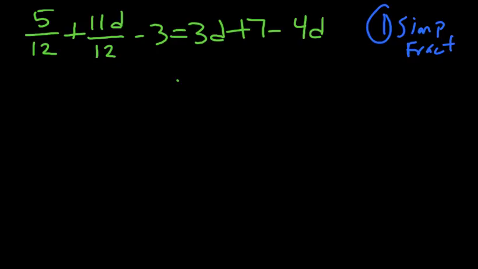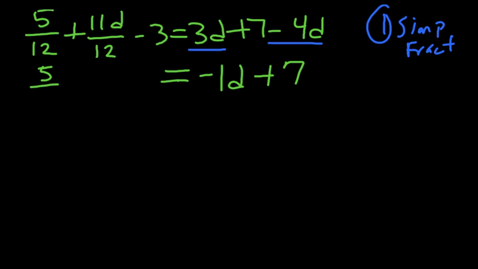Because I'm looking right here and I'm going, wait, 3D minus 4D, I could simplify that side. Remember, when you're simplifying, you're only looking at one side of the problem at a time. So 3D minus 4D, well, that's negative 1D. So let me put that. Negative 1D plus 7. It's already getting simpler. See, that's simpler? And then on this side, we've still got 5/12 plus 11D over 12 minus 3.